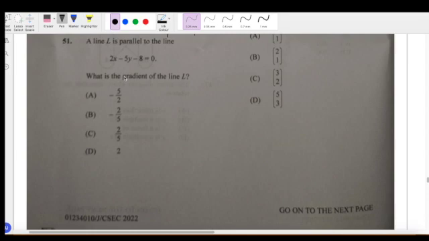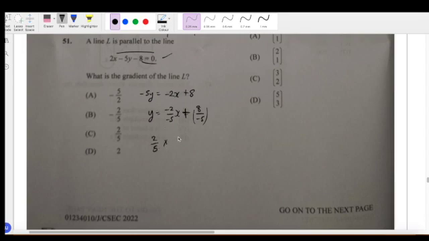A line L is parallel to the line given. What is the gradient of the line L? Well, the first thing I'll have to do is find the gradient of this. So what can I see here? If I throw across this and this, I will end up getting negative 5y is equal to negative 2x plus 8. And so y is negative 2 divided by negative 5 x, plus 8 divided by negative 5, and I don't really care about this. I'm looking at this. So the gradient of this is 2 over 5.